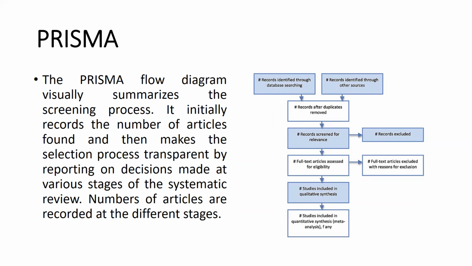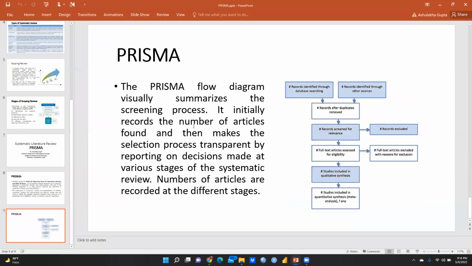The PRISMA flow diagram visually summarizes the screening process. It initially records the number of articles found and then makes the selection process transparent by reporting on decisions made at various stages of the systematic review, and numbers of articles are recorded at the different stages. So now I am moving towards how you have to use PRISMA.